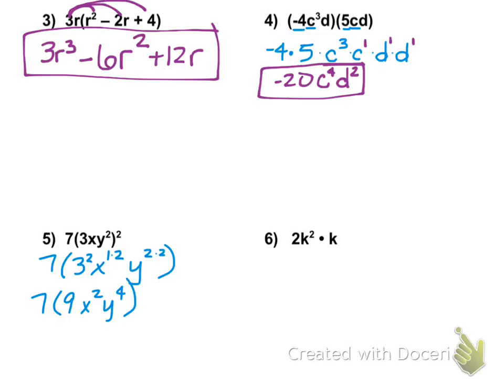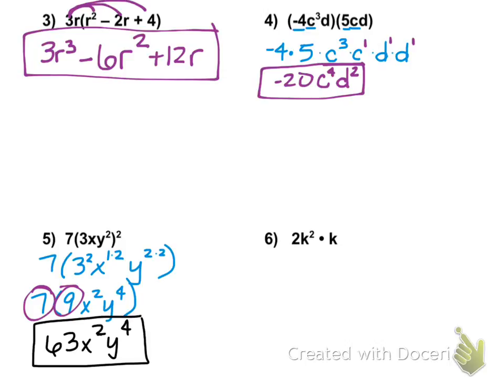Then all that is left is to multiply these coefficients. That's it, because it's a monomial times a monomial. No FOIL, none of that. So final answer, I have 63x squared y to the 4th. Final answer.